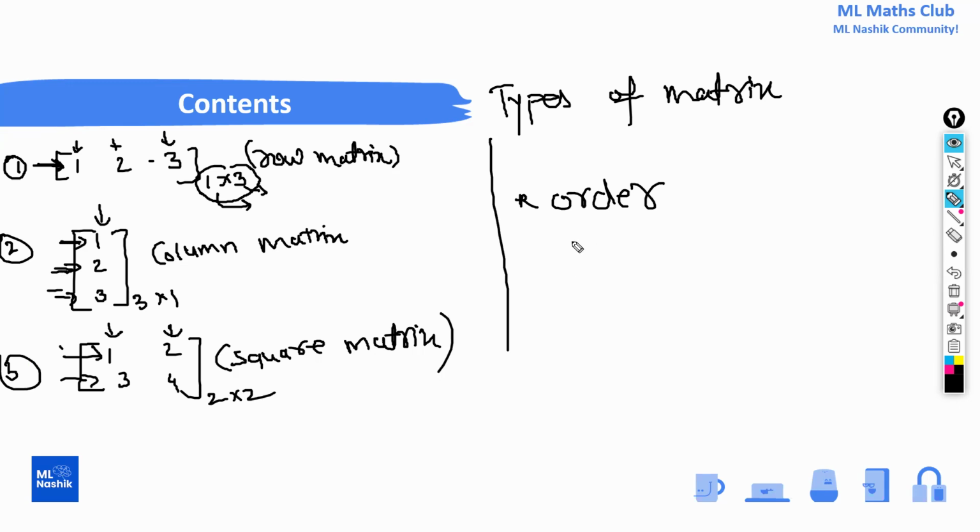So students, we write the order of a matrix in the form of m by n, where m denotes the number of rows in that matrix, and n denotes the number of columns in that particular matrix.